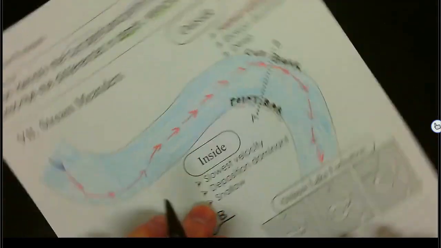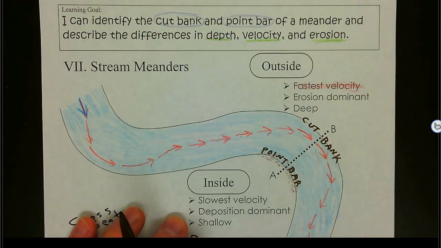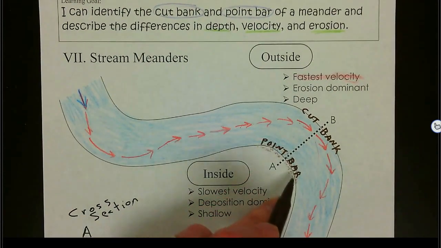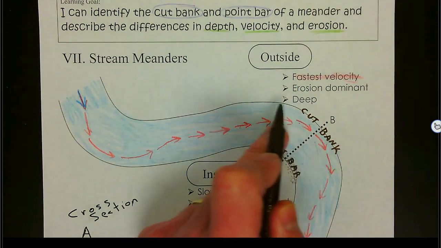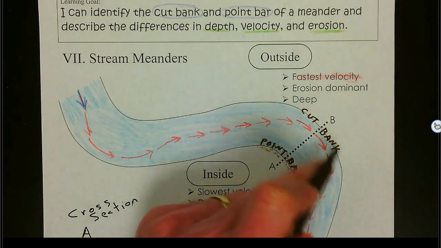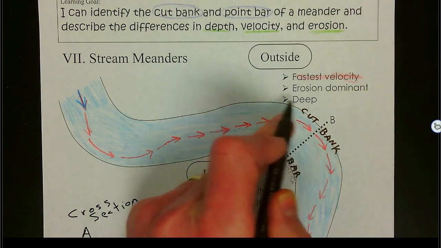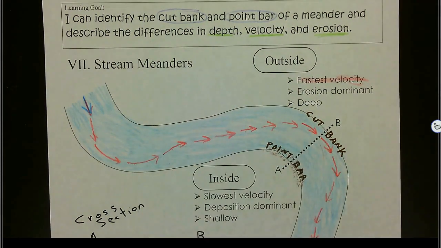The inside of the meander is called the point bar. You've heard of sandbars before? Well, a sandbar is a deposition of sand. That's exactly what's happening here. So we're pointing, there's the point bar. The cut bank is where we're having erosion. So we're eroding material here, we're depositing material there.